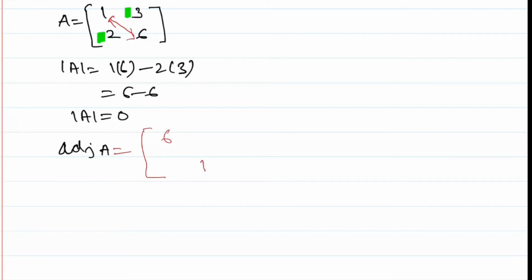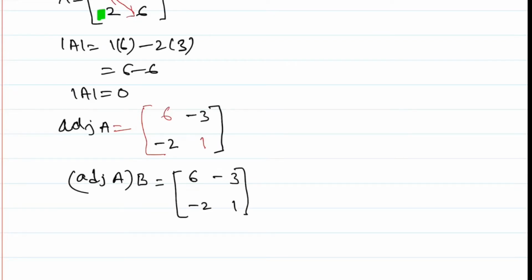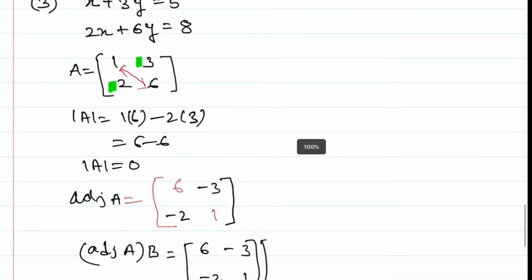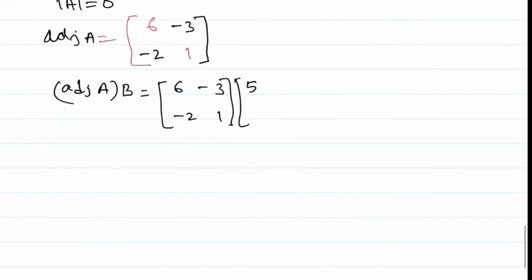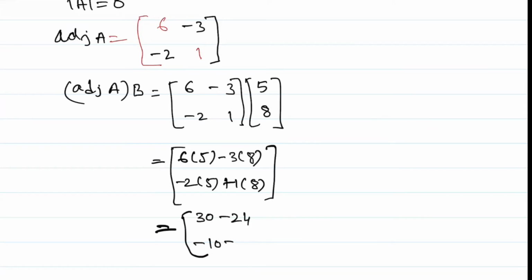So the adjoint will be equal to [6, -3; -2, 1]. Now we'll find adjoint A into B, equal to [6, -3; -2, 1] into [5, 8]. So let us find the product. 6 into 5 minus 3 into 8, minus 2 into 5 plus 1 into 8, 30 minus 24, minus 10 plus 8.